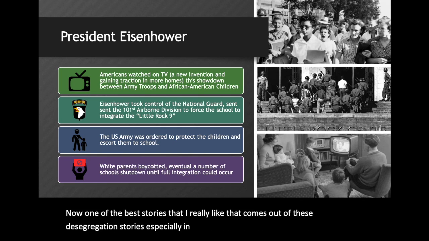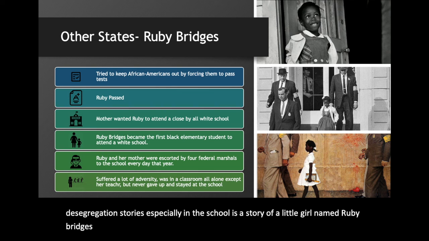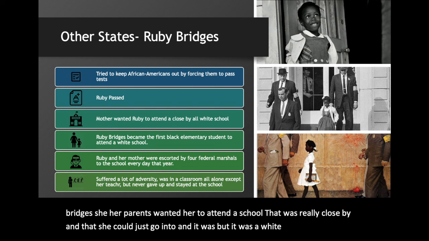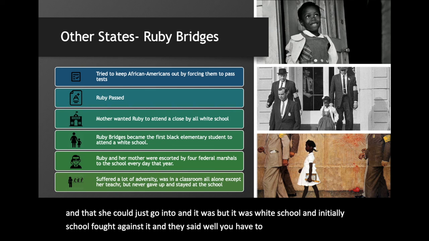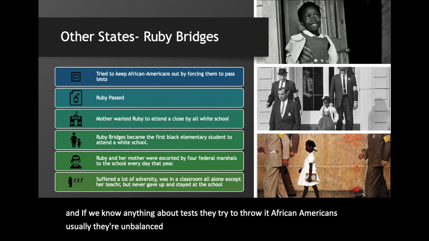Now, one of the best stories that I really like comes out of these desegregation stories, especially in the school, is a story of a little girl named Ruby Bridges. Ruby Bridges, her parents wanted her to attend a school that was really close by that she could just go into, but it was a white school. And initially, the school fought against it, and they said, well, you have to pass a test to get in here. And if we know anything about tests that they try to throw at African Americans, usually they're unbalanced and they're used to try to keep them out.